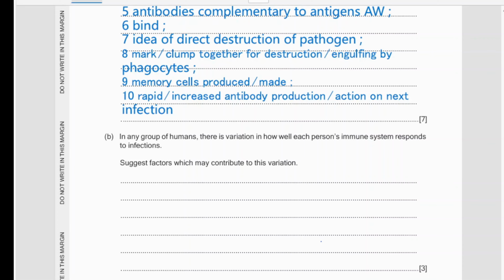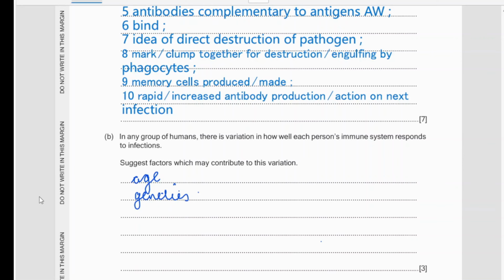Okay, wait. Let's talk about you and me. We have different immune responses. Why do you think so? We have different immune responses because we have different ages. First thing, we have different genetics. When we talk about DNA, we have to say genetics. So it depends on age and on genetics. Okay, what else can be?